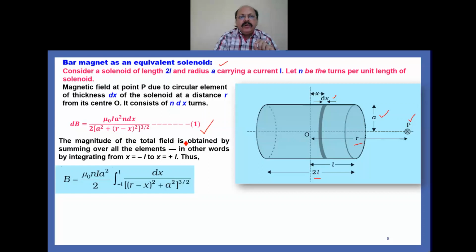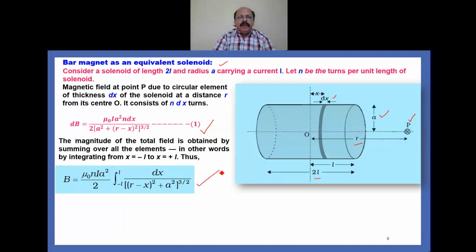So B equal to mu naught n I a square upon 2, you take outside, and integral from minus L to L. Minus L is this because we are taking a distance from the center and the length of the solenoid is 2L and this length is minus L and this is L. So we are integrating from minus L to L, dx upon (r minus x) whole square plus a square raised to the power 3 by 2.